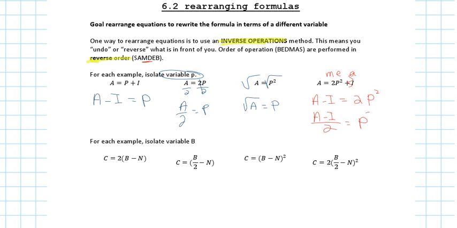Then, now I get rid of the exponent. To get rid of the exponent, I have to do the square root, which is... It's very important that you know the steps you need to take to isolate. Okay?